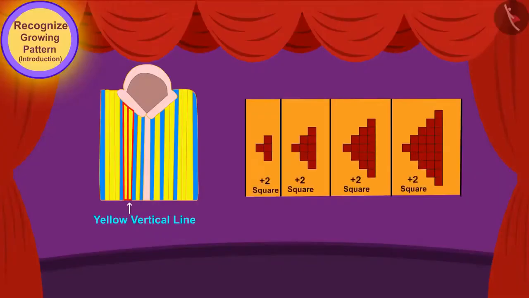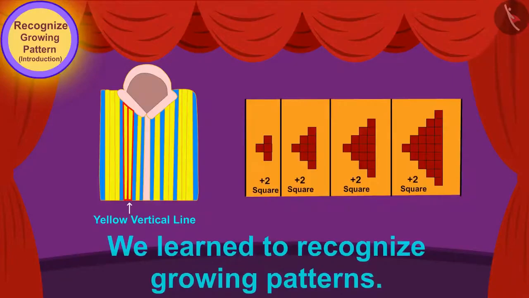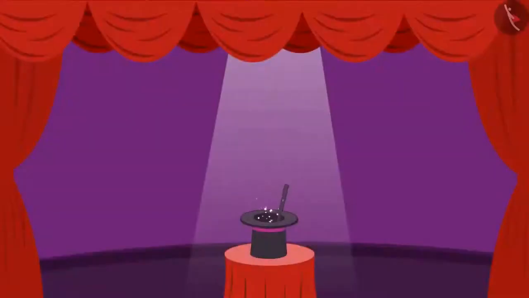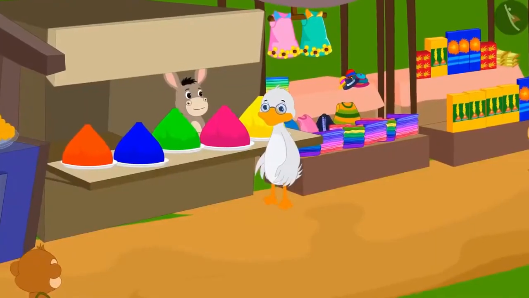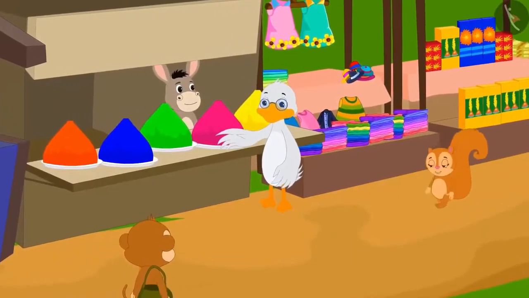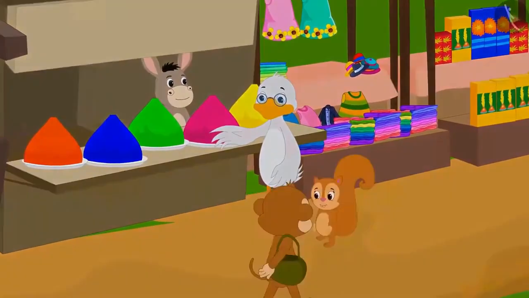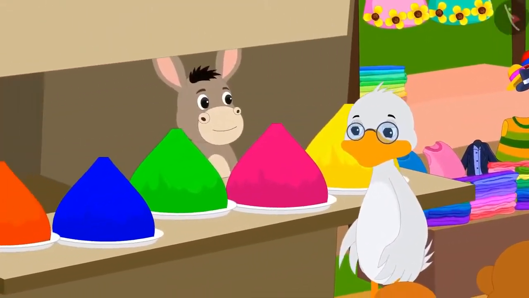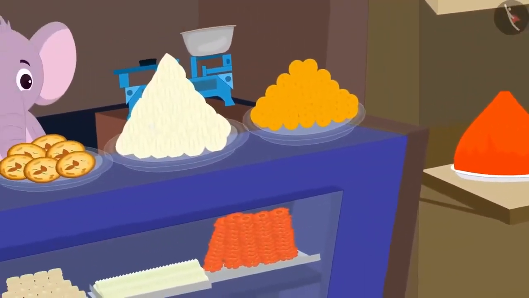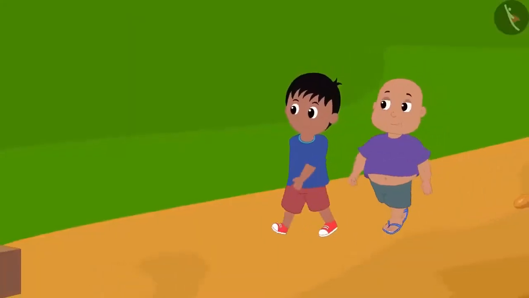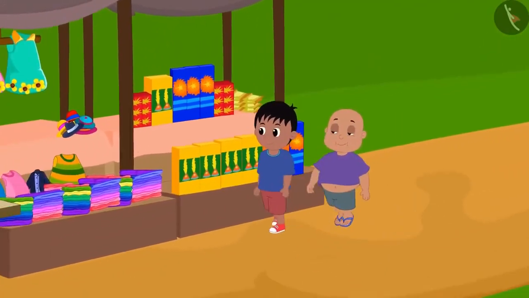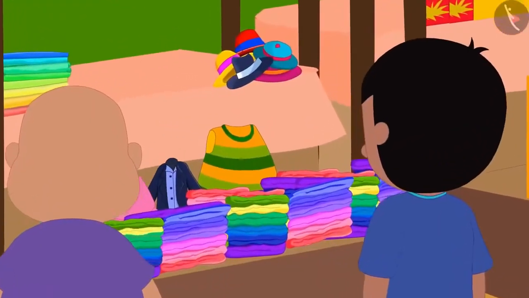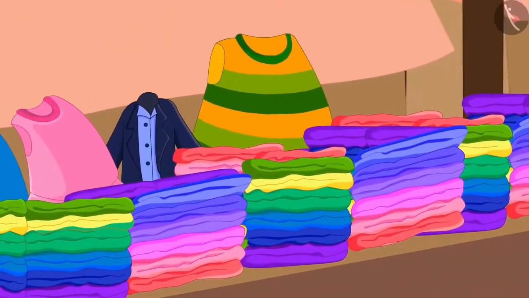In the previous video, we learned to recognize growing patterns. In this video, we will learn more about growing patterns by some interesting examples. Diwali preparations are going strong in Champapur. Garlands, crackers and rangoli stalls are installed all over the place. Bablu and Raju have come to the market to buy things for their respective homes. Bablu wants to buy a beautiful dress for his sister on Diwali.